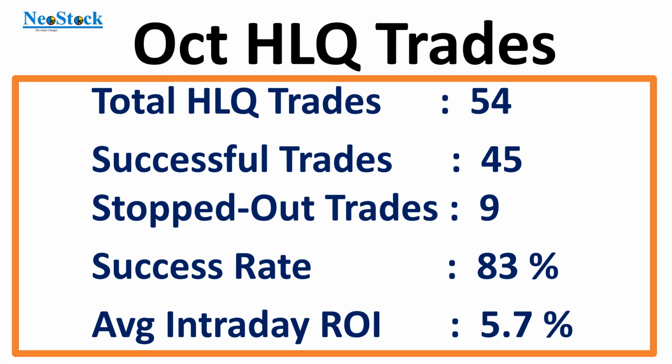And during this month, the average intraday ROI also improved compared to the past 2 months, because in the last 2 months, the momentum was not good in the market. But we reached almost close to our average intraday ROI. Our average intraday ROI for the last 1 year is almost 6%. So this month we got 5.7% ROI. It is very close to our average intraday ROI.